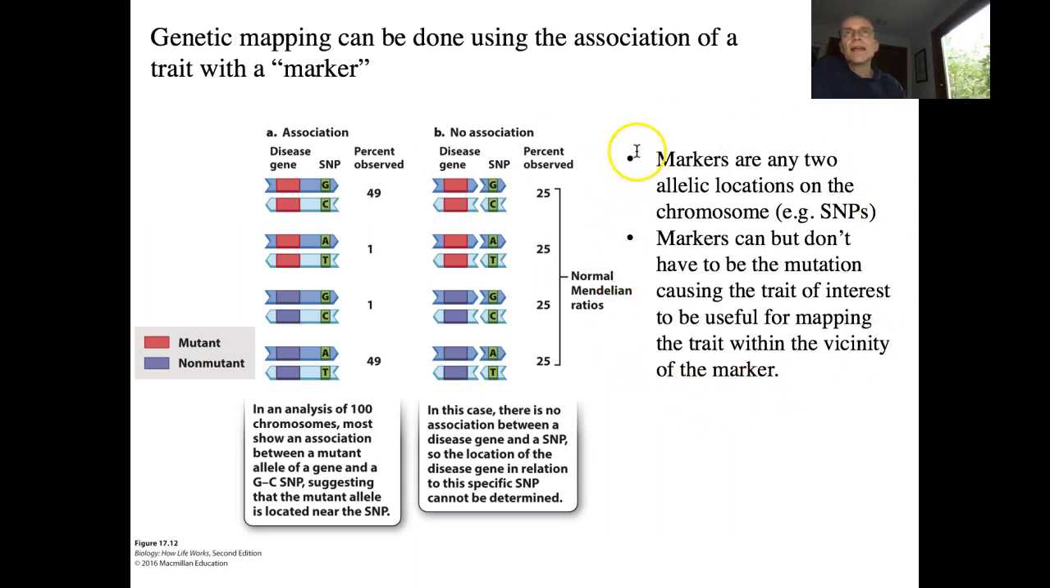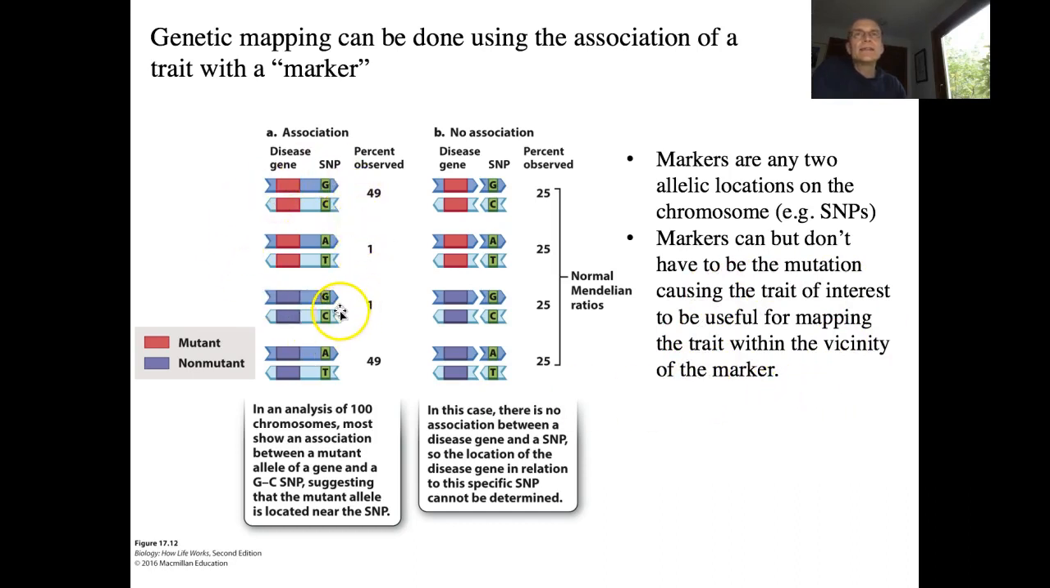So markers are any true allelic locations on a chromosome. They can be a gene, they can be a SNP, they can be a VNTR. Markers can, but don't have to be, the mutation causing the trait of interest to be useful for mapping the trait within the vicinity of the marker.